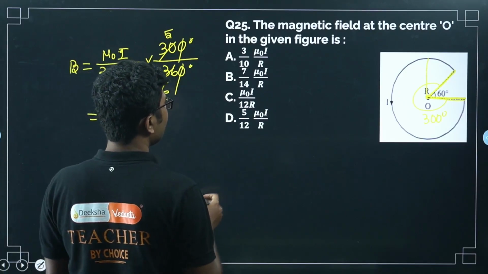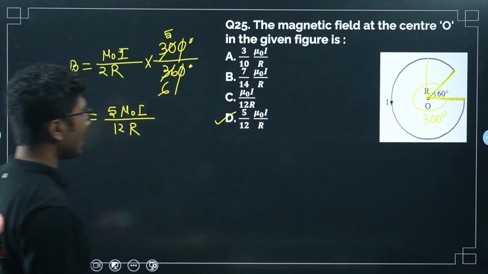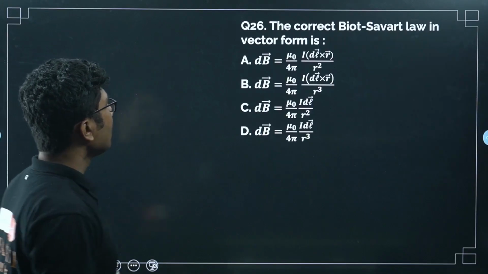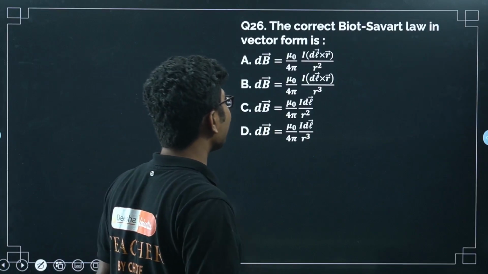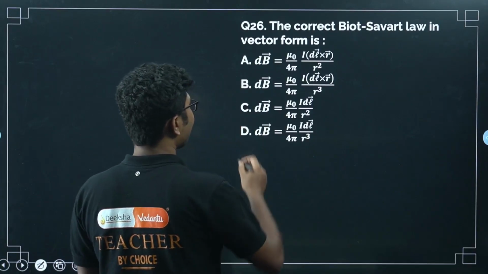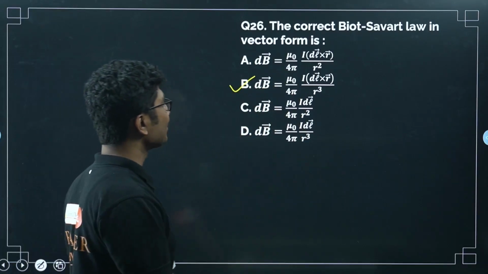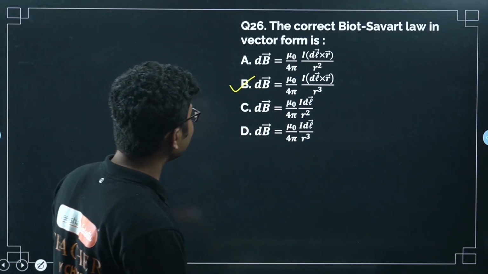So 5 mu naught I divided by 12 R. Yes, 5 mu naught I by 12 R. Okay, the correct Biot-Savart law. Again, this question comes again. Okay, correct Biot-Savart law is this. This is a very, very important question. Comes twice in the previous year questions.